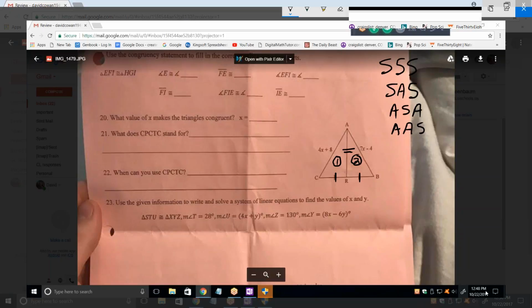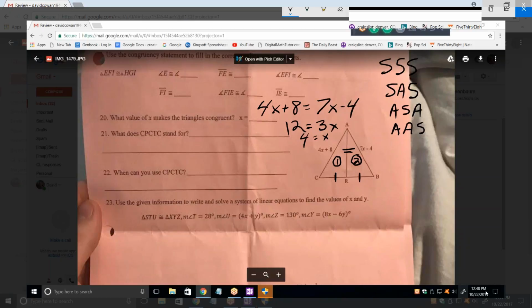So I'm going to write that as an equation. If 4x plus 8 is equal to 7x minus 4, then we will have 2 congruent triangles. Again, which side are you going to put the variables? You're gonna put 3x on the right. Which side are you going to put the numbers? The left. So it'd be 12, which makes x equal 4. That's the only value of x that will make those 2 triangles congruent. So x equals 4.